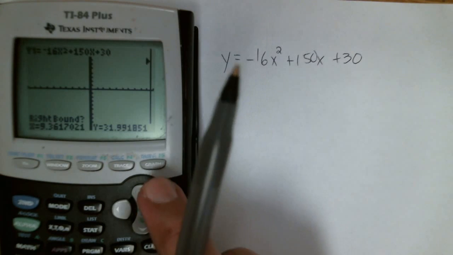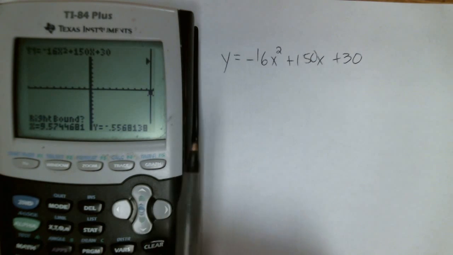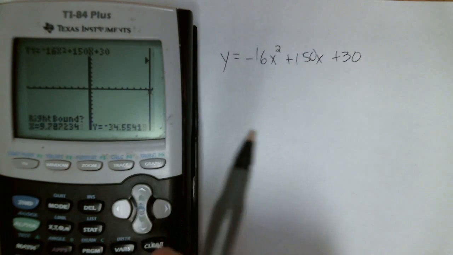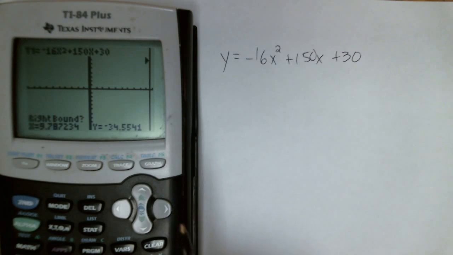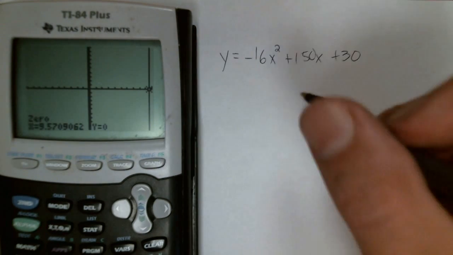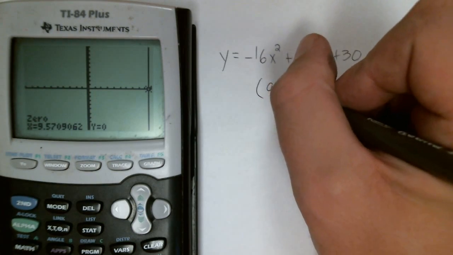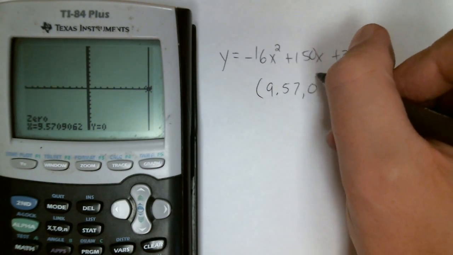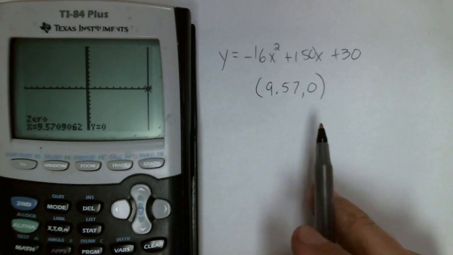Press enter. Let's go one click to the right. Let's get him back down here. That's good enough to be to the right. It's close, but it's good enough. If you're not comfortable with that, go one more click to the right. That's fine. Press enter. Do I want to guess? Yes, I want to guess. And it spits out my x-intercept of 9.57, comma 0.